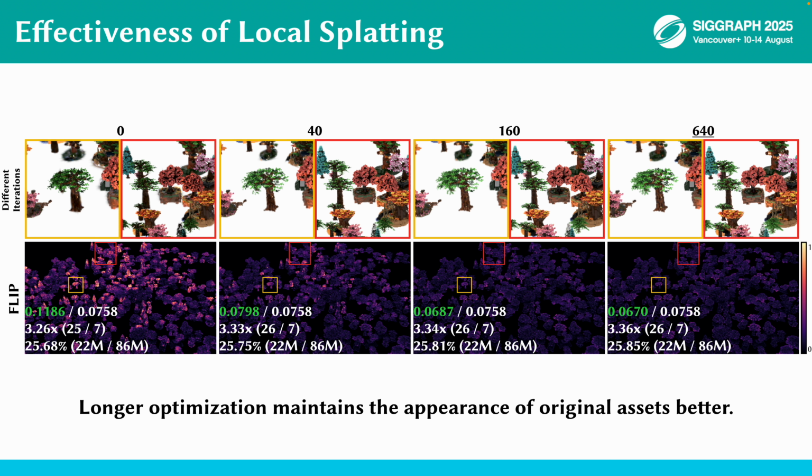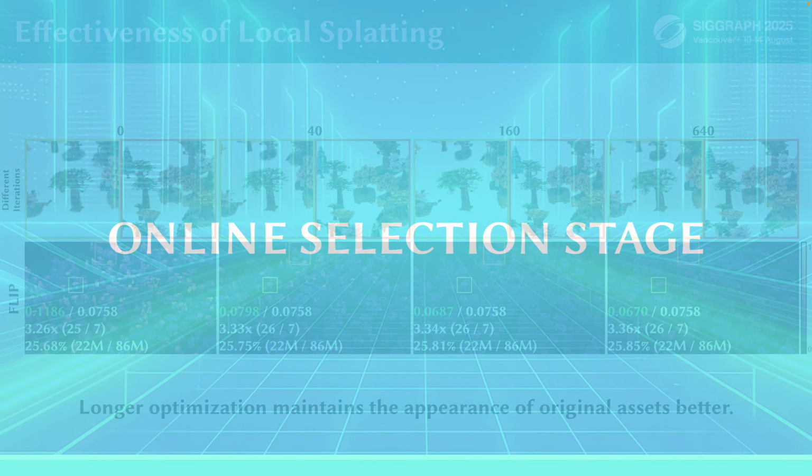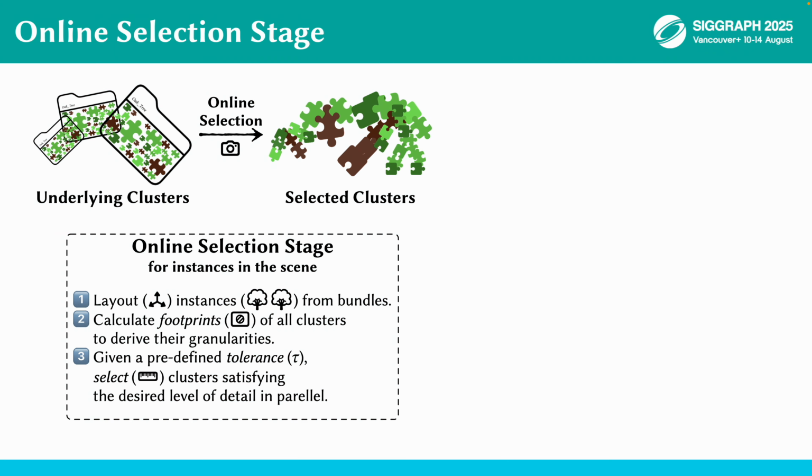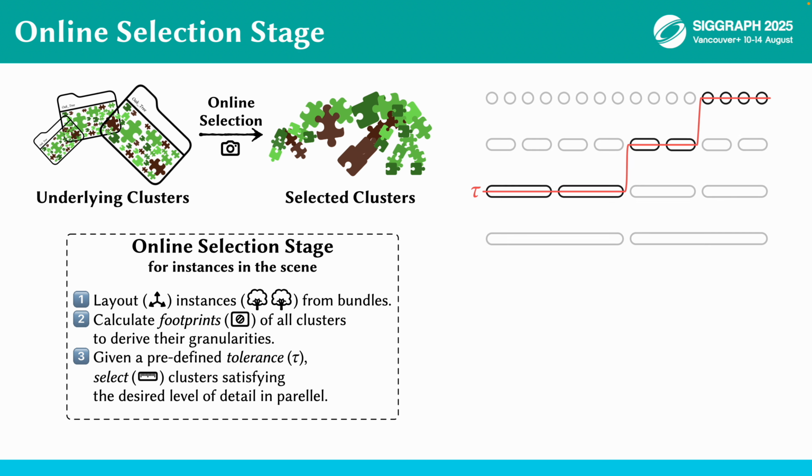Here we show the effectiveness of local splatting. Longer optimization maintains the appearance of the original assets better. Then the online selection stage. The goal of the online selection stage is to select clusters at appropriate levels of detail.